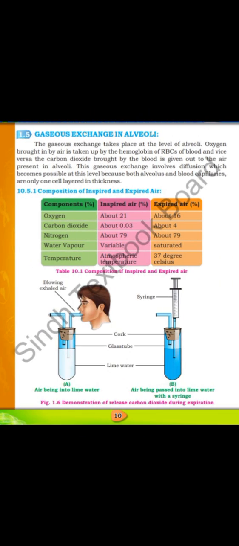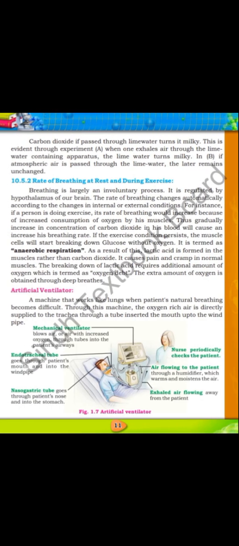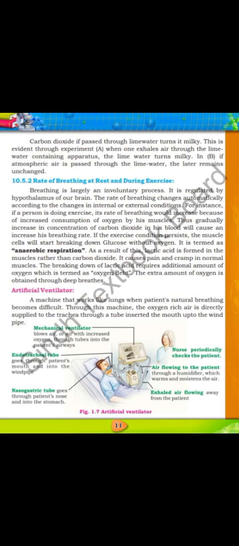Dear students, our today's lecture starts with gaseous exchange in alveoli, and then we will discuss rate of breathing at rest and during exercise. And dear students, then we will discuss artificial ventilator.